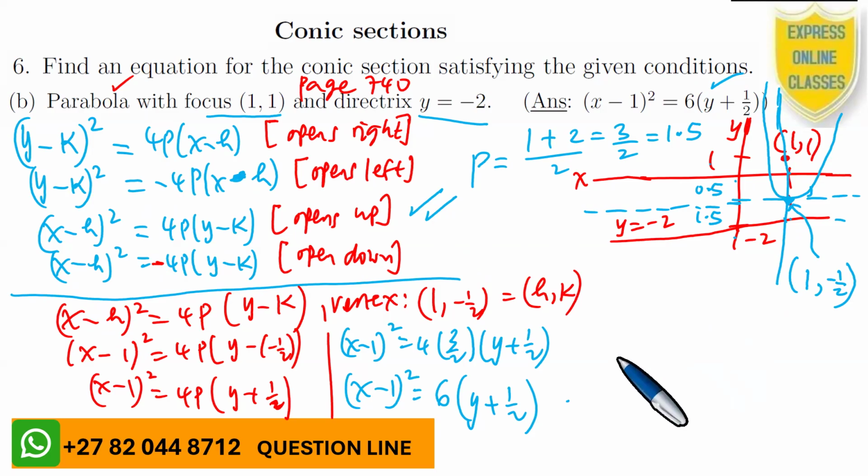Think about this. So now, any question about this? Let us move on to the next one.